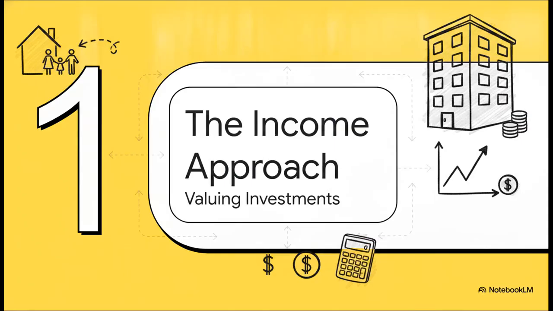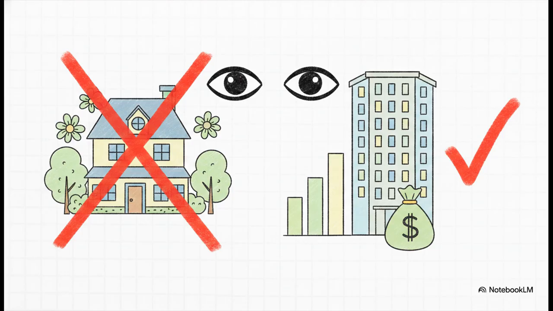Okay, let's dive right into Section 1, the income approach, and how we actually value investment properties. What's really fascinating here is the complete shift in perspective you have to make. The income approach is designed specifically for investment properties. So rather than focusing on the physical traits of the property, like gorgeous landscaping or the exact square footage of the living room, this approach focuses entirely on the income that property is expected to generate and the return the investor hopes to earn. At its core, the concept is beautifully simple.